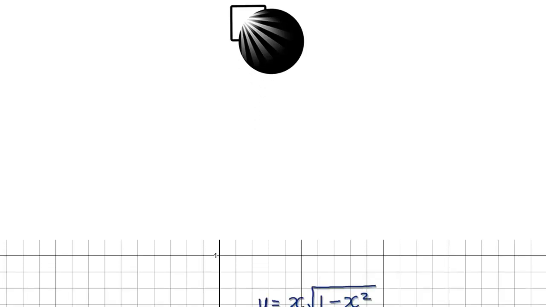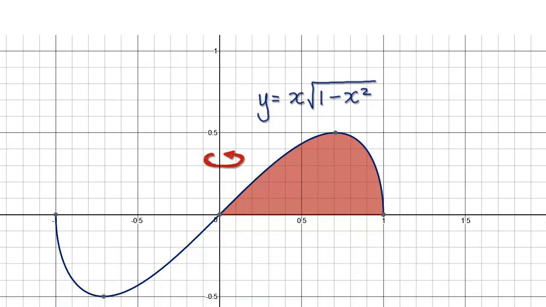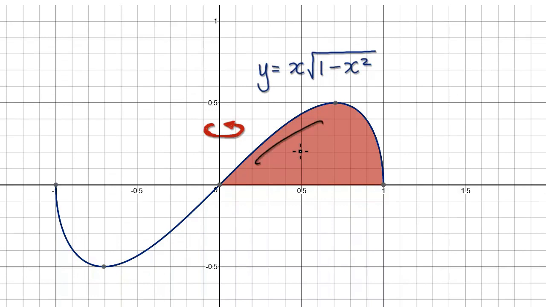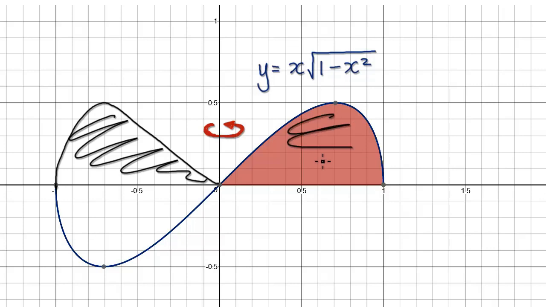Okay, so let's give you guys a solid revolution problem. We are going to rotate this area 360 degrees along the y-axis from 0 to 1. When you rotate it, you're going to get a 3D solid looking something like this. So rotate it along the y-axis, and work out the volume of this 3D solid.